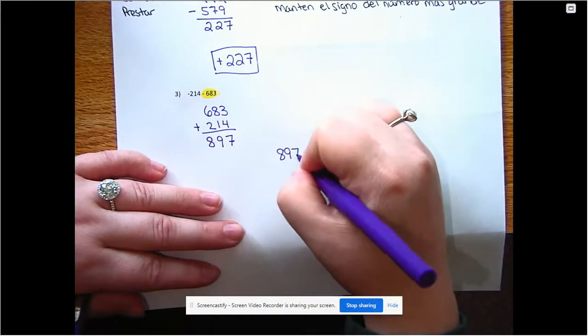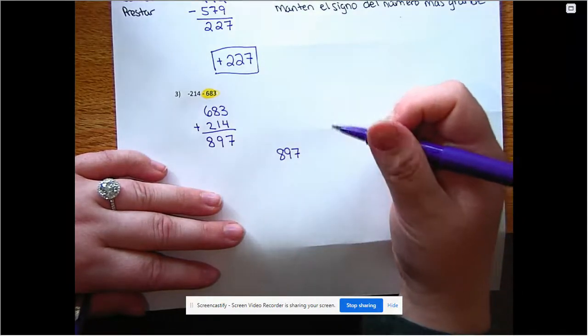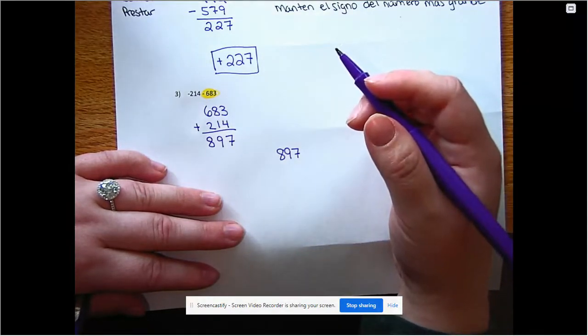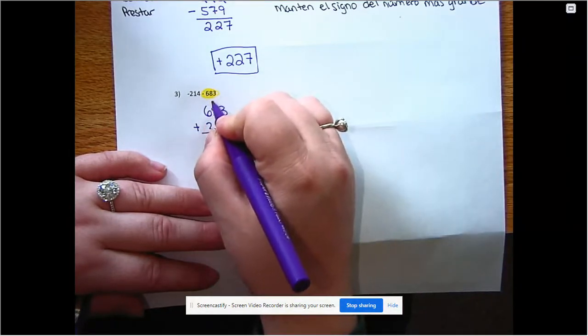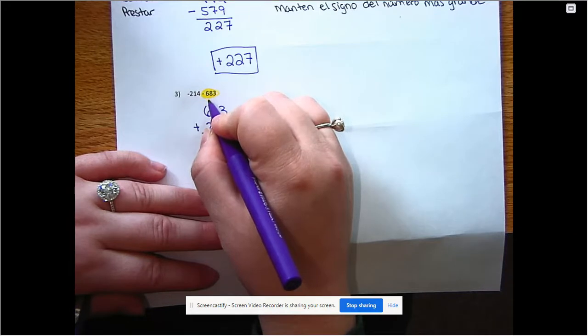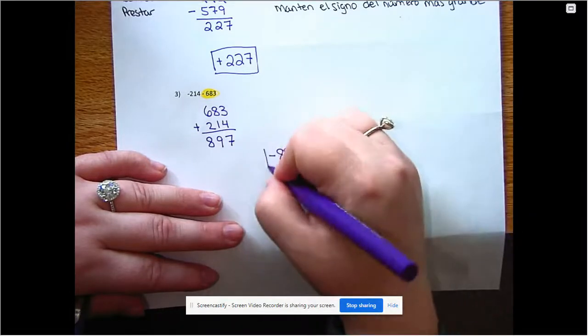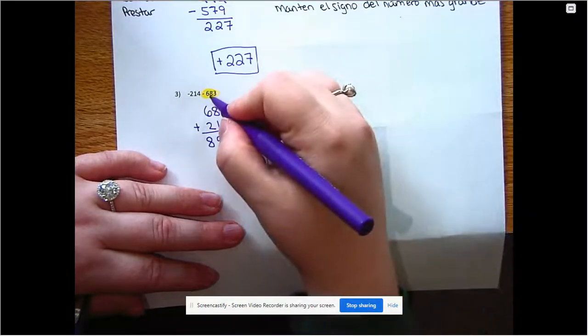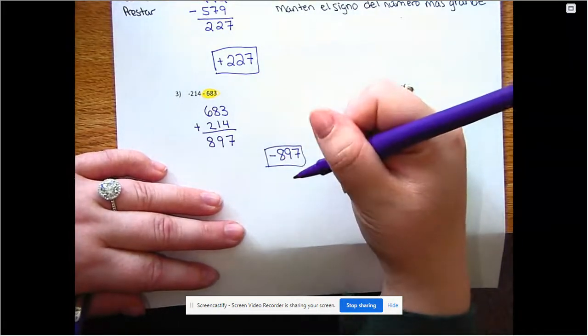And now we look at the sign of the bigger number. Y ahora tenemos que mirar el signo del número más grande. The bigger number is here in yellow. El número más grande está aquí en amarillo. And this number is negative. So our final answer is negative. Aquí el número en amarillo es negativo y por eso la respuesta final es negativo también.